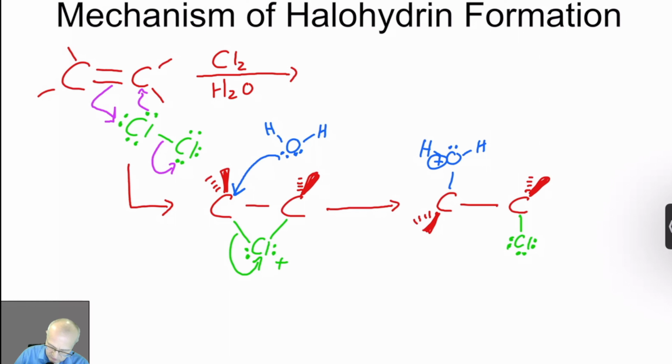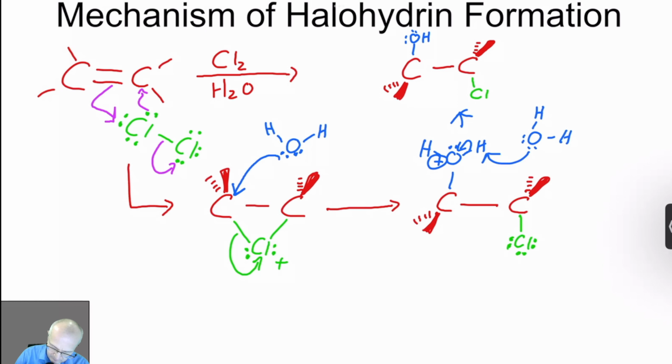There you go. And of course, you have a protonated alcohol, so that'll deprotonate to give you the halohydrin. Oops, not X, chlorine. And there you go. So that's the mechanism.